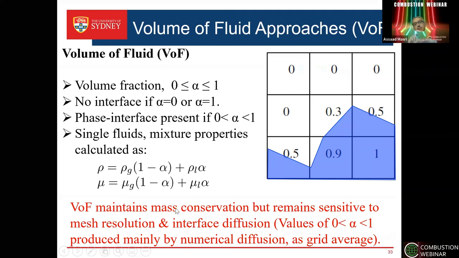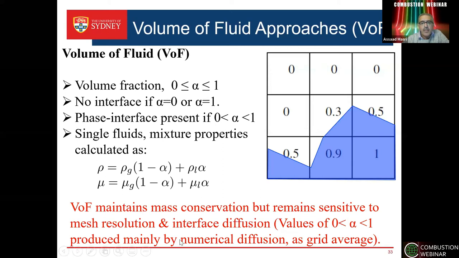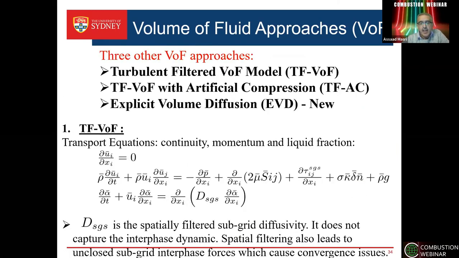And that interface between the liquid and the vapor is a very, very sharp interface that is extremely hard to resolve, even with refinement, local refinement at that interface. So values of alpha between zero and one are produced mainly by numerical diffusion as grid average, rather than being a genuine representation of the interface fluid.